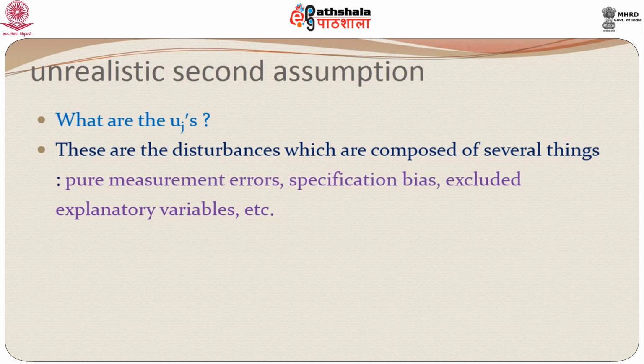Now, if uj and uk contain the same excluded variables or the same specification bias, then they are bound to be correlated. What do I mean by that? Suppose I am looking at two commodities. One commodity is the consumption of meat, or quantity of meat demanded, and the other is the quantity of fish demanded. Obviously, this would depend on their prices, and we build up a model of quantity demanded on price, leaving everything else in the disturbance term.